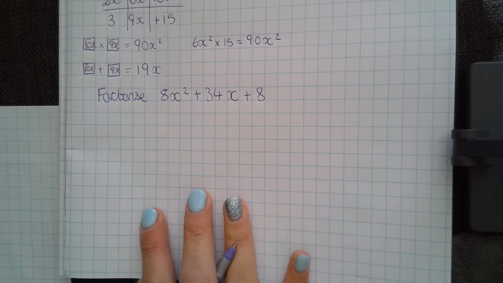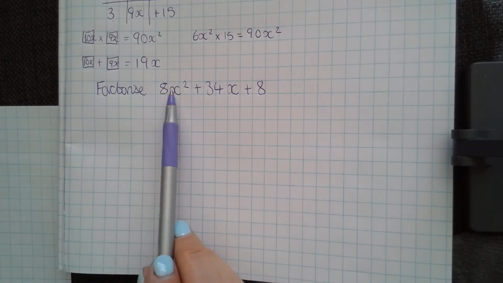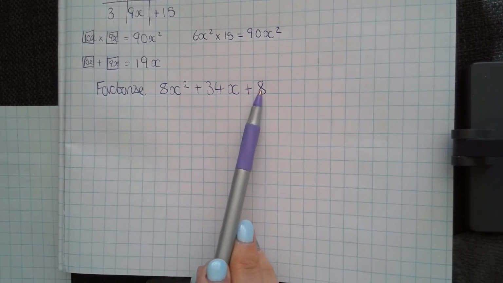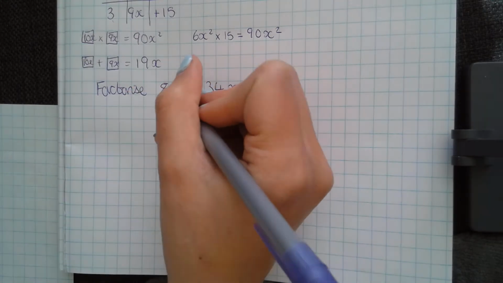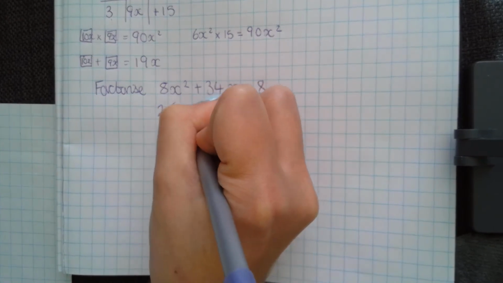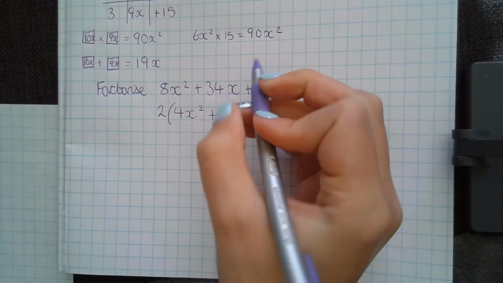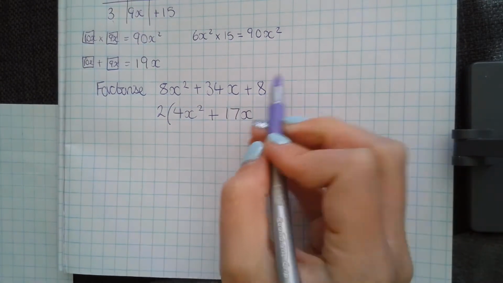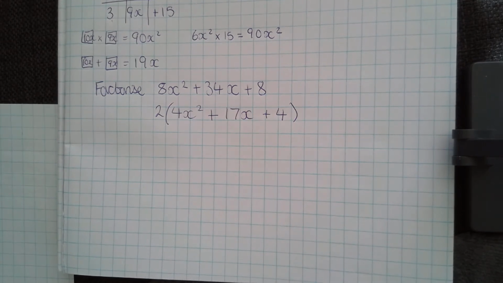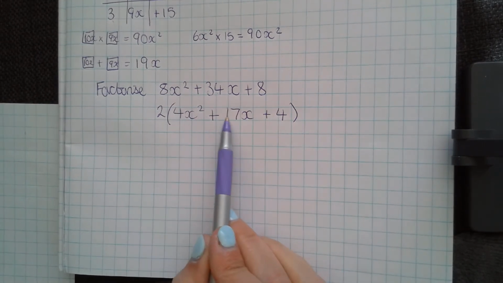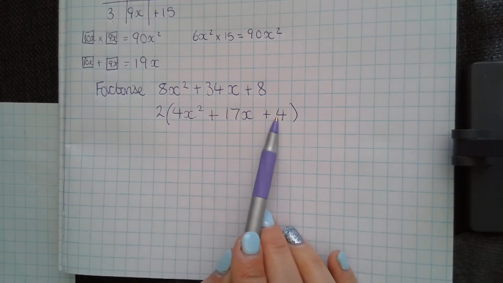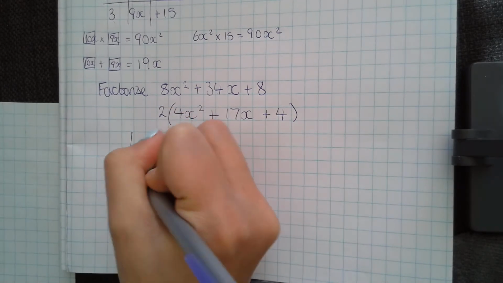Okay, so the last one that we're going to look at, 8x squared, 34x and plus 8, they all have a common factor of 2. So I'm going to make it easier for myself and I'm going to take 2 outside as a common factor. So divide by 2 is 4x squared. Divide by 2 is 17x. Divide by 2 is plus 4. Now that makes it a little bit easier, so I can factorise this inner part here. But in my answer I've got to remember to include the 2. So if we factorise this bit in the brackets, so we need our grid.